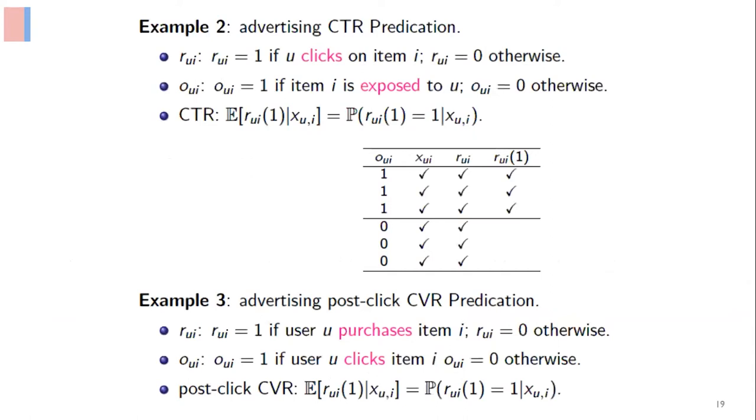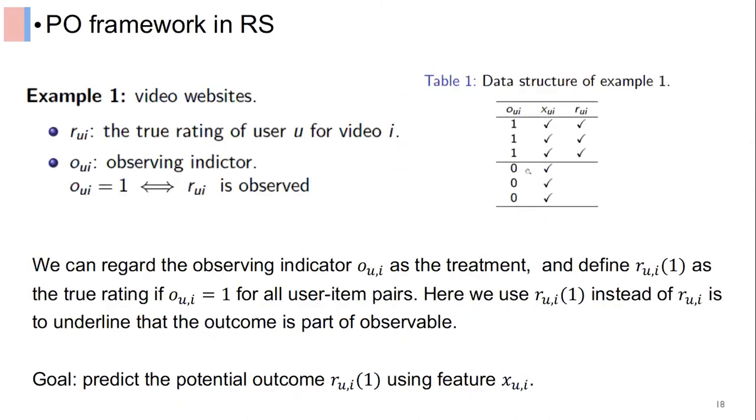Next, we give two extra examples. One is the CTR prediction task, where R_UI is the indicator of a click and O_UI equals one if item I is exposed to user U. Then the CTR can be defined exactly as the estimand of equation one. Here is the data structure. This data structure is almost the same as in example one.